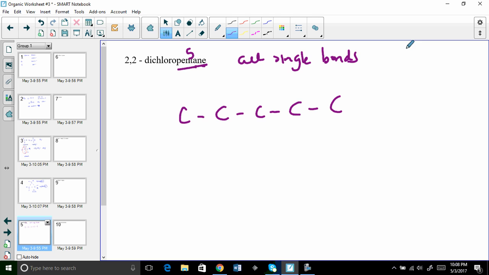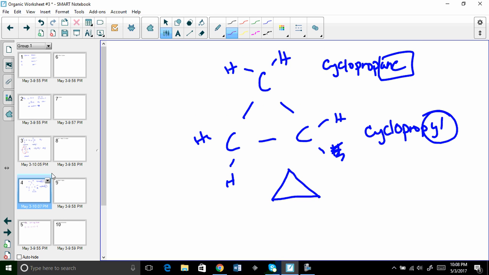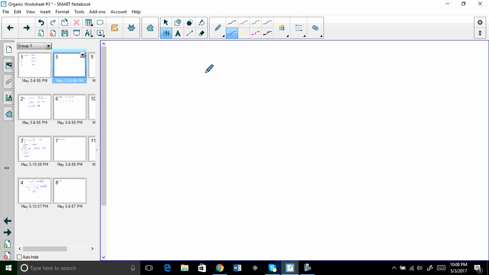2,2-dichloro. Oh, I forgot to tell you that. Let me go back a slide. This hasn't come up before. And when this was on the AP, it never went over 4. So if you have two substituents, the prefix is di. If you have 3 substituents, the prefix is tri. And if you have 4 substituents, the prefix is tetra.